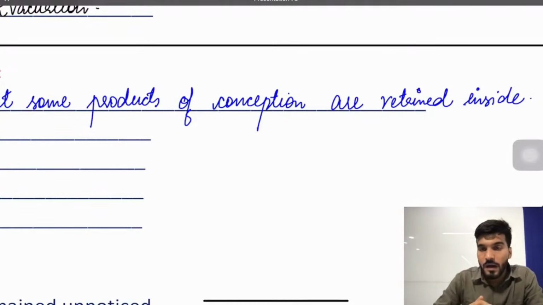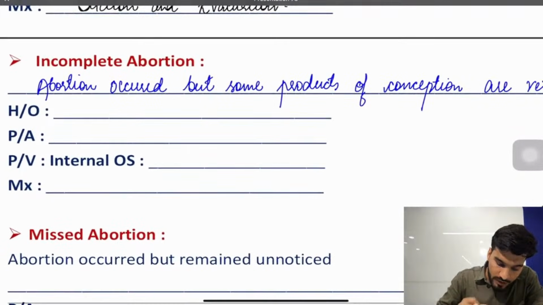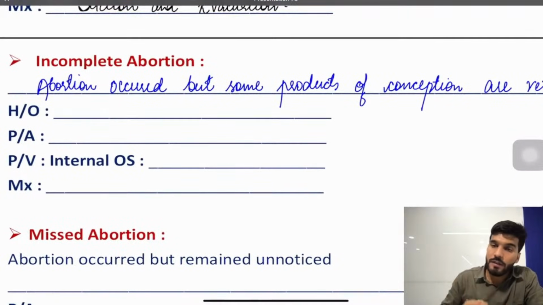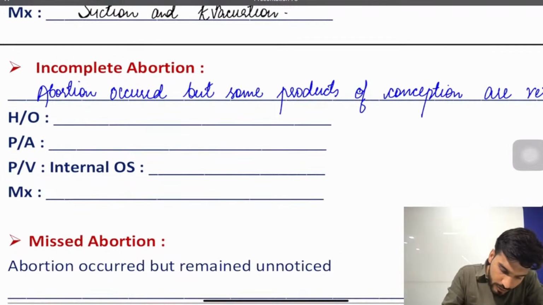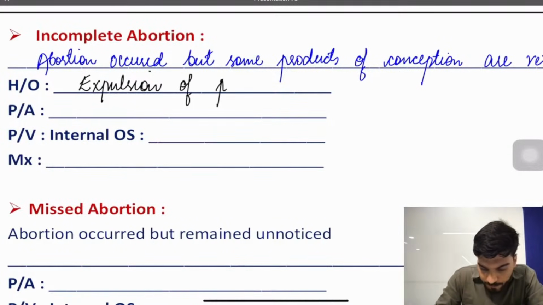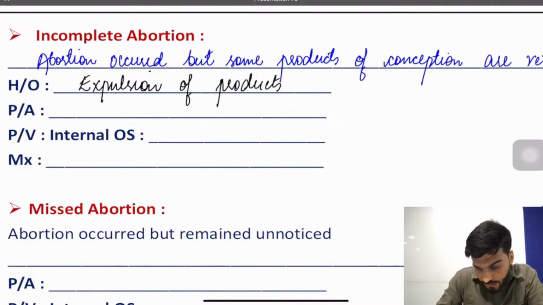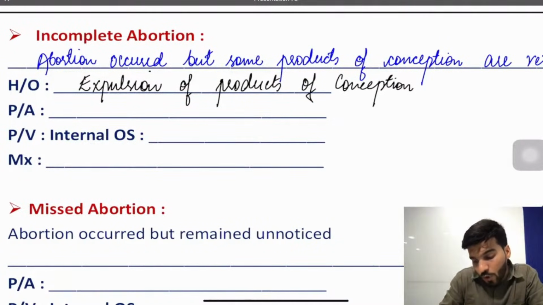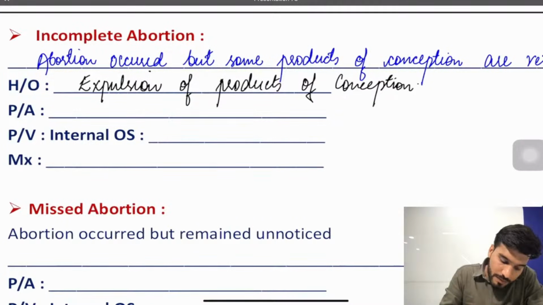Now, based upon a presentation, you already know if some of the clots have passed, the height of the uterus will be less than the period of gestation. Okay, the os will be open. Third thing, the patient will give the history of expulsion. Patient will say, sir, I passed some clots back home.